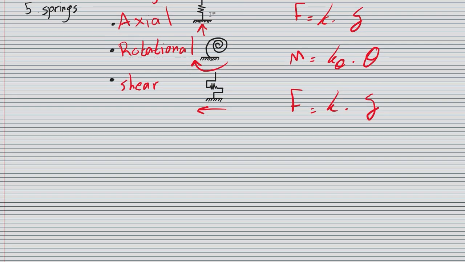We can also show the axial spring like this, because it looks like the cable supports, like this, or like this, or like this. We can do so many things with them, but they all mean the same.